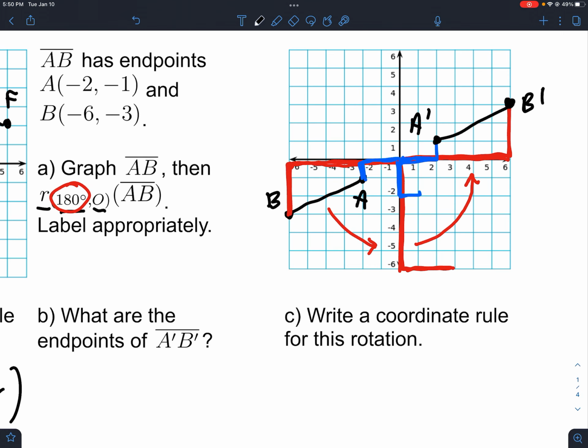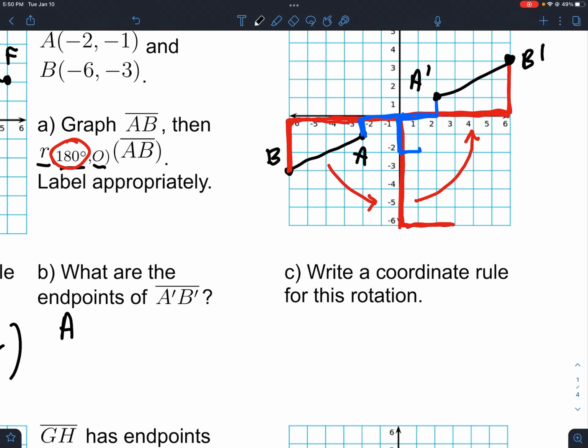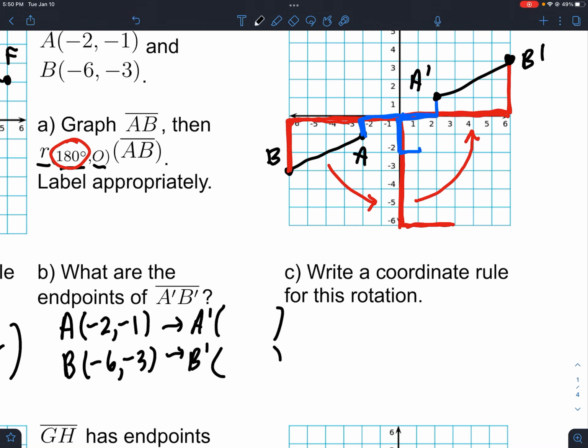That's the turn, just like clockwork. Okay? Again, we have to slow down. If we want to get a generic rule, we should pay really close attention to what happened. So let's write down all of our points. Okay. Where did this stuff go? Well, A prime went to 2, 1, and B prime went to 6, 3.